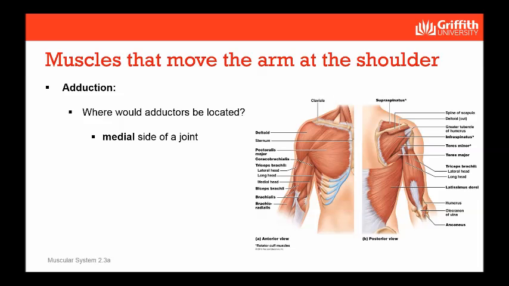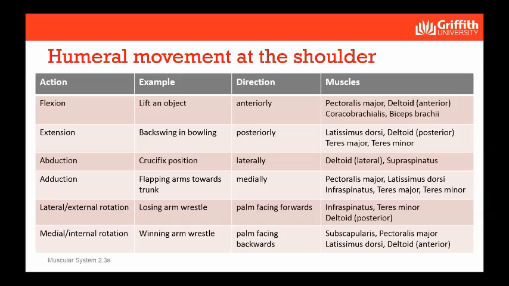Here we can see the three adductor muscles of the shoulder: pectoralis major, latissimus dorsi, and teres major. This table summarizes humeral movement at the shoulder. Shoulder flexion occurs when we lift an object and the humerus moves in an anterior direction. Contraction of pectoralis major, the anterior fibers of deltoid, coracobrachialis, and biceps brachii result in shoulder flexion.